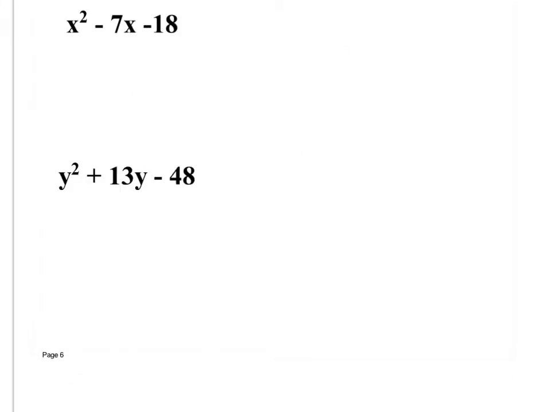x squared minus 7x minus 18. Since C is negative, they're going to be opposite signs, so go ahead and do x plus something and x minus something. Then the next thing you do is look at B. It's negative, so that means my bigger number is going to be negative. In the slide before this it was positive, so 5 had to be positive. But this time it's negative, so my bigger number has to be negative.